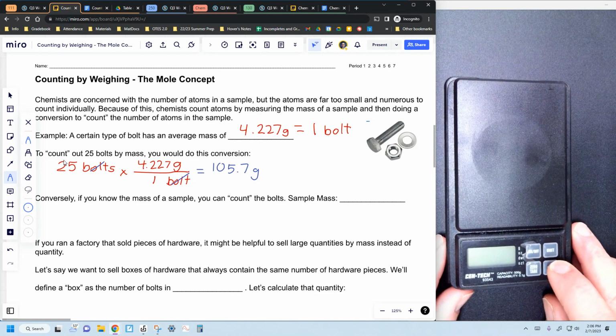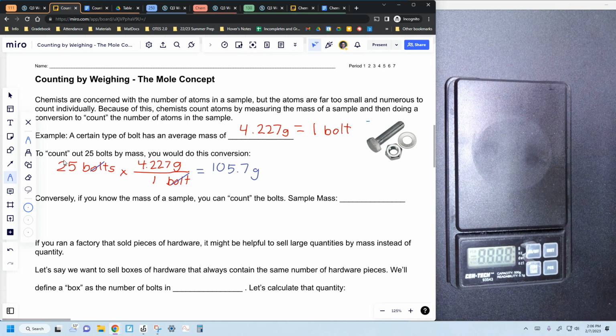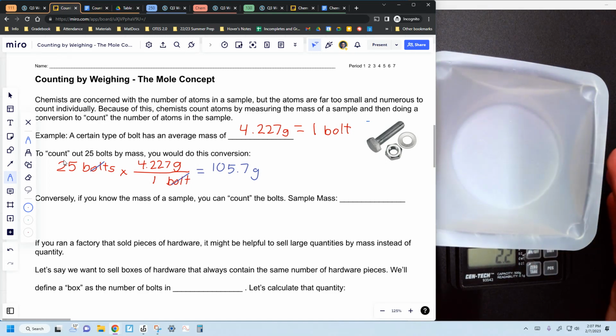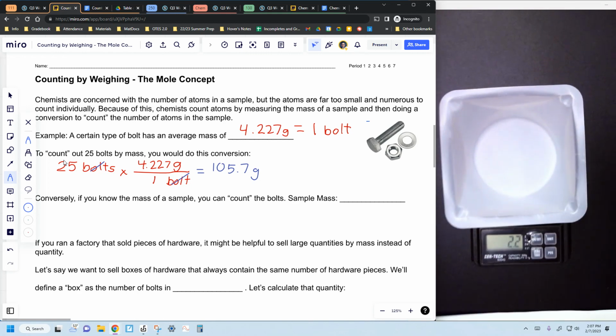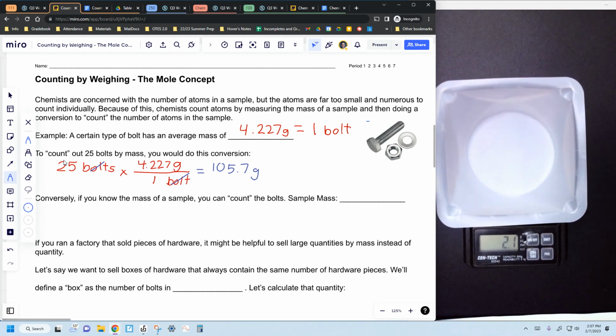Turn it on first. Make sure it's zeroed. Take a weighing dish. And I'm actually going to lift this up just a tiny bit. There we go. So the weighing dish has a mass of about 2.1, 2.2. I'm going to zero it with the weighing dish on there so that I'm not weighing the dish. I'm just weighing the stuff. And again, I'm shooting for 105.7 grams.